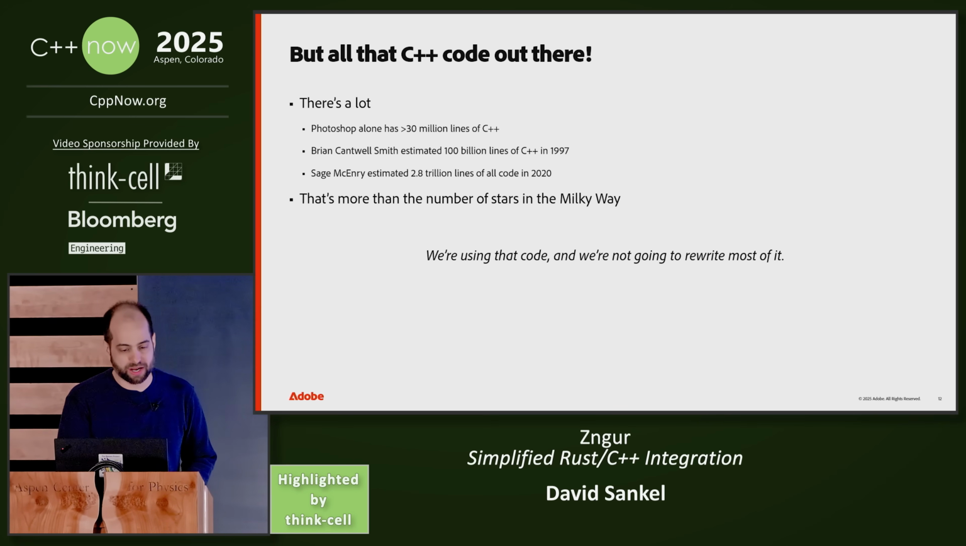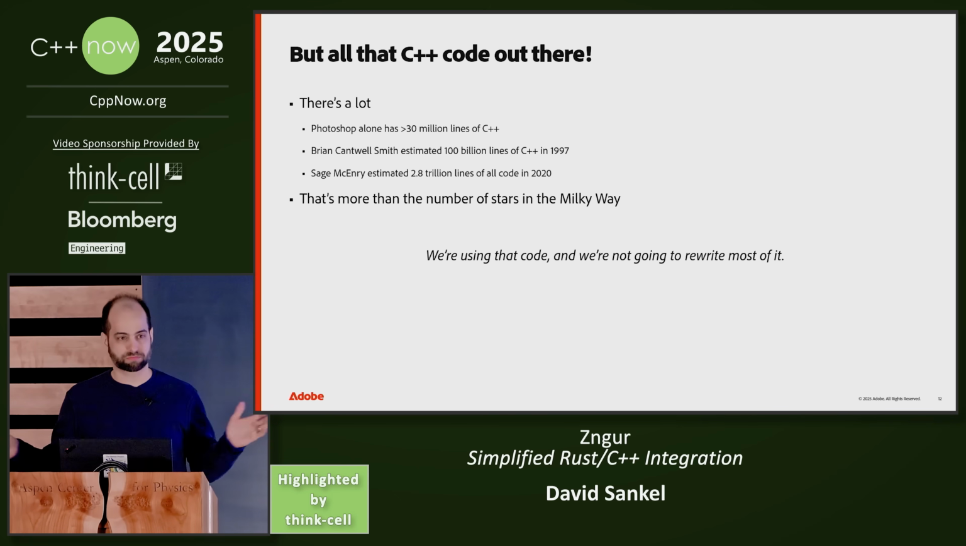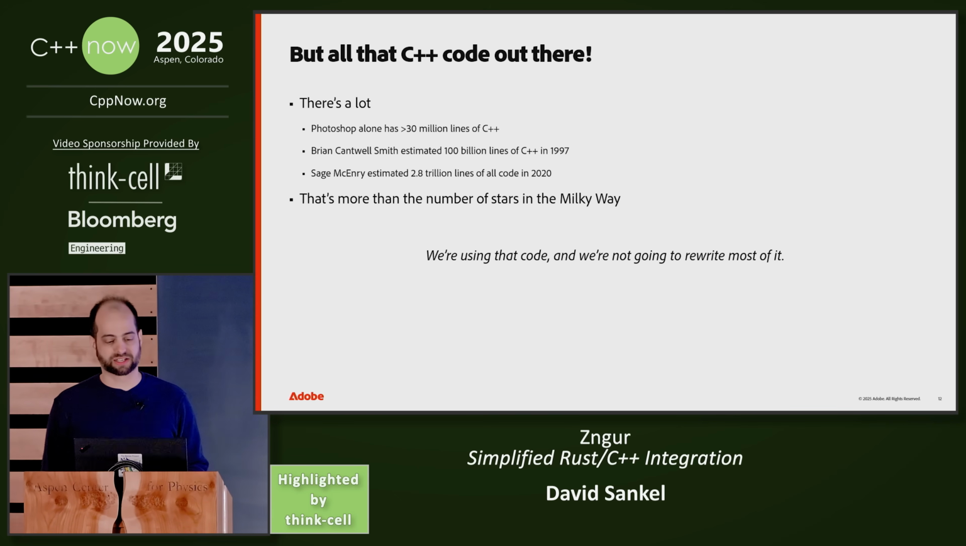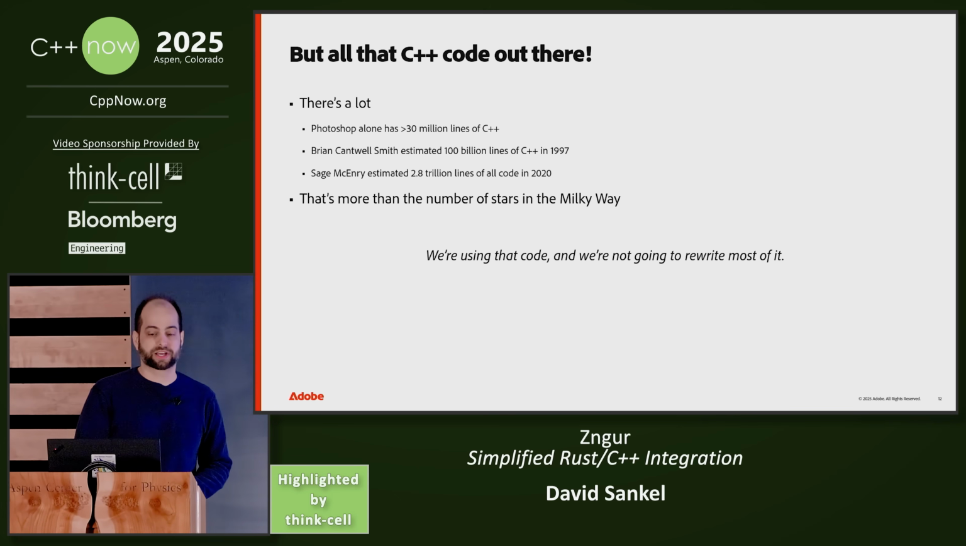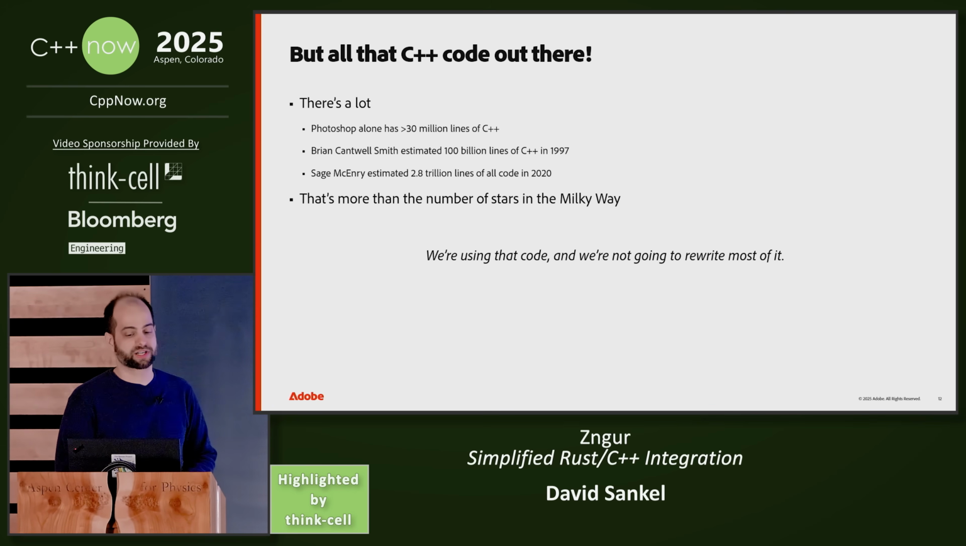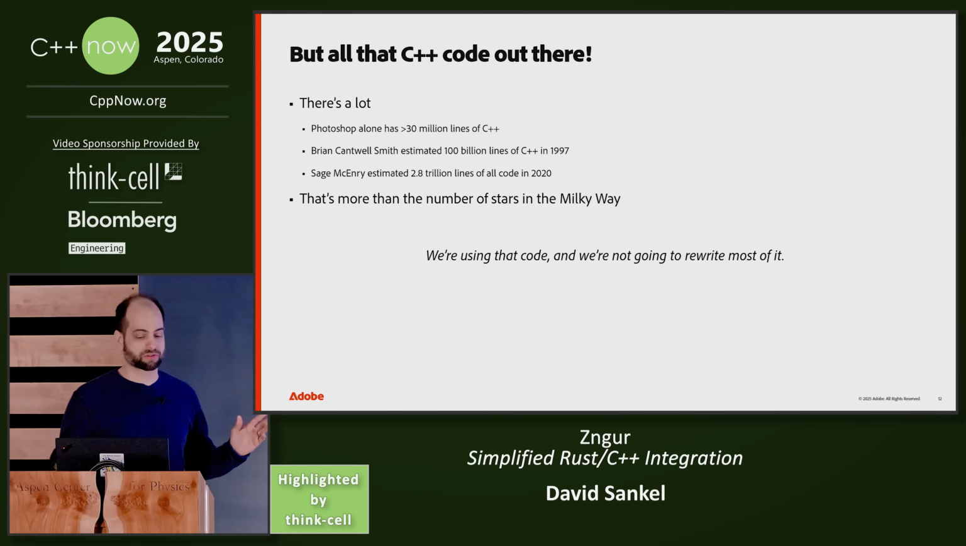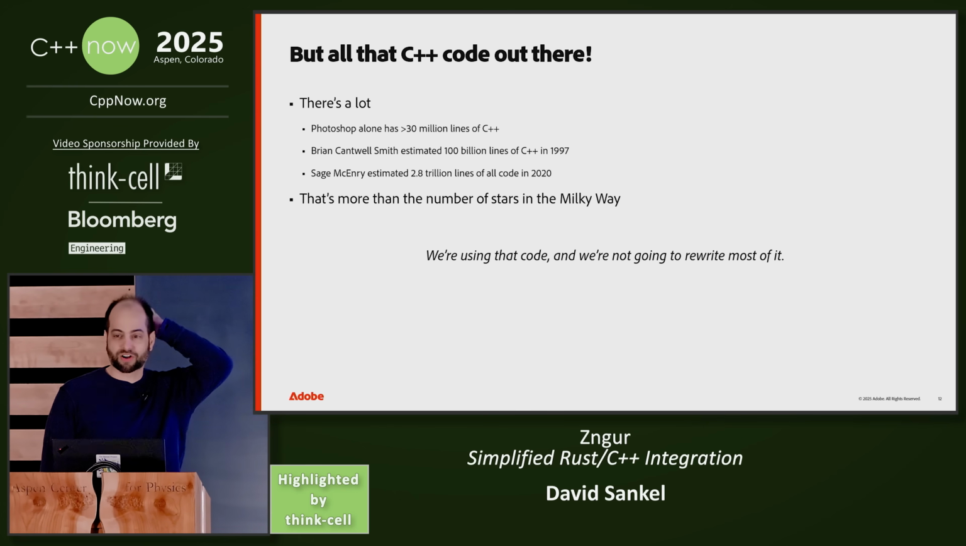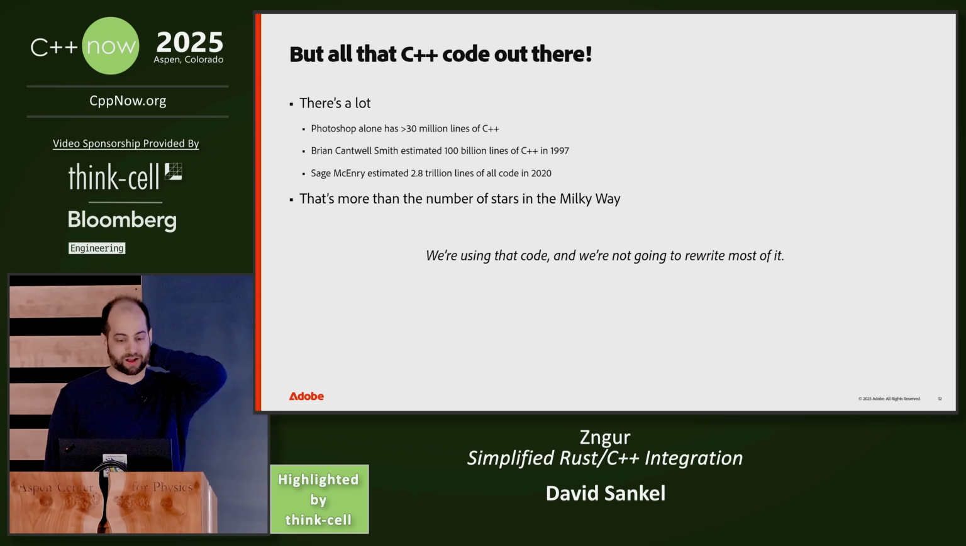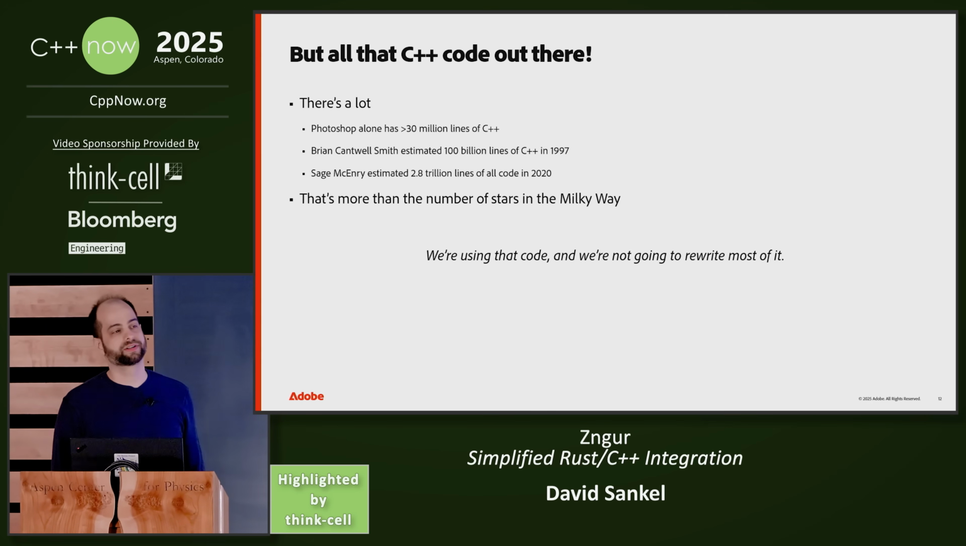Brian Cantwell Smith estimated there's 100 billion lines of C++ in the world, and that was in 1997. Sage McHenry estimated there's 2.8 trillion lines of all code in 2020. These are just estimates, right? But that's more than the number of stars in the Milky Way. So we're going to continue using that code, right? And we're not going to rewrite most of it. We're not going to rewrite more than a pinch of that code.